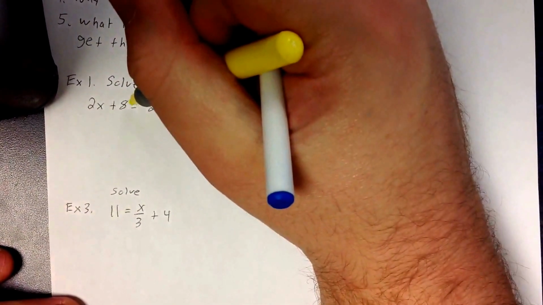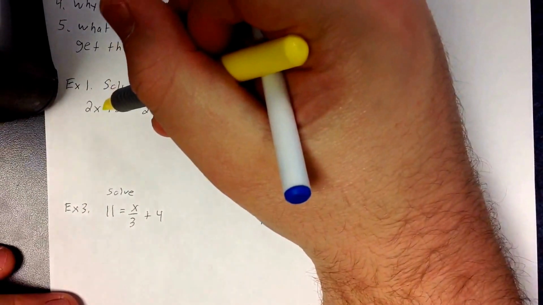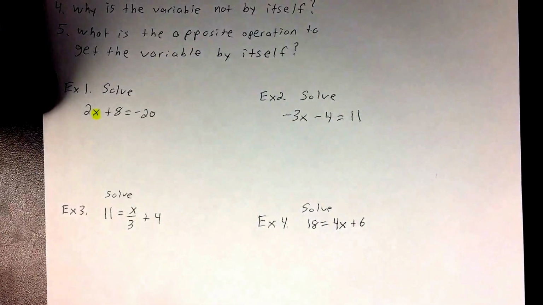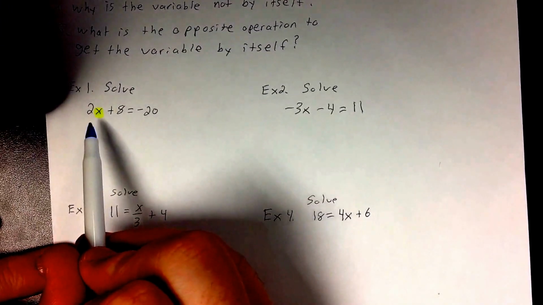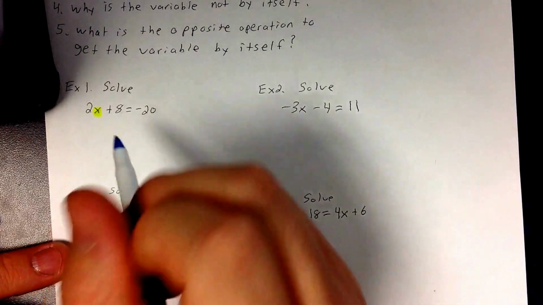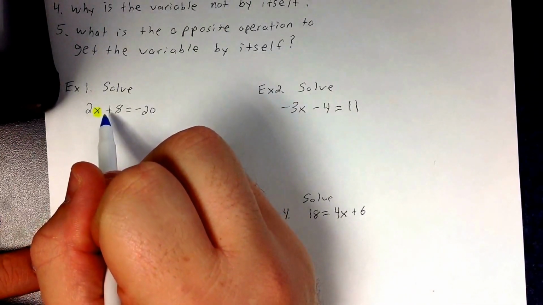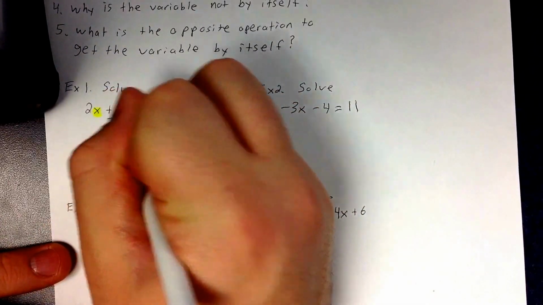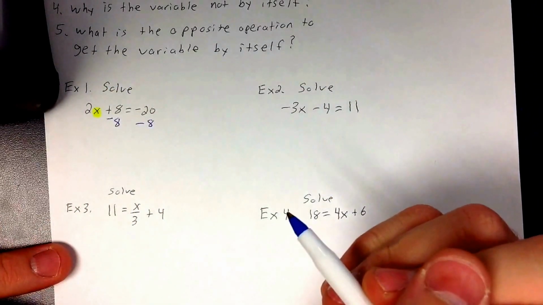Again, it's an equation. We got an equal sign. The variable's on the left-hand side. Now, some people struggle with, well, what do I get rid of first? Well, when you find what side the variable's on, you want to get rid of the addition or subtraction first. So in this case, I want to get rid of whatever the opposite of plus 8 is. Well, the opposite of plus 8 is minus 8. So I'm going to minus 8 from both sides.